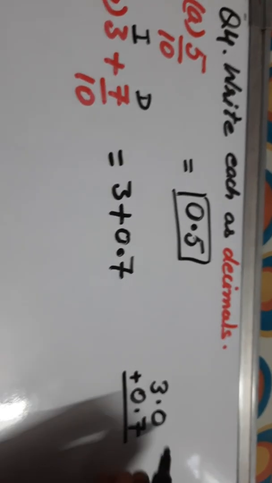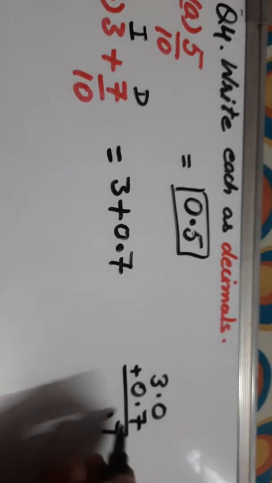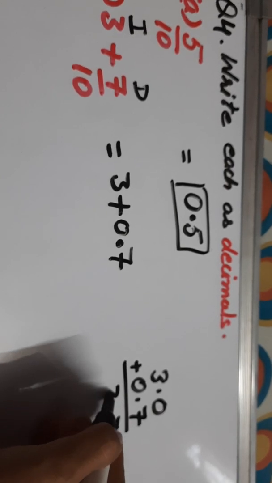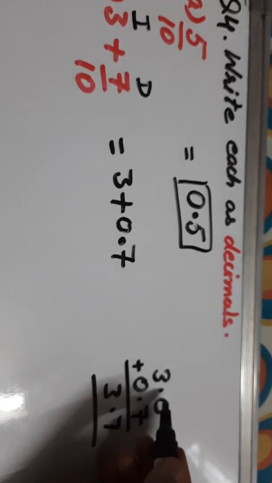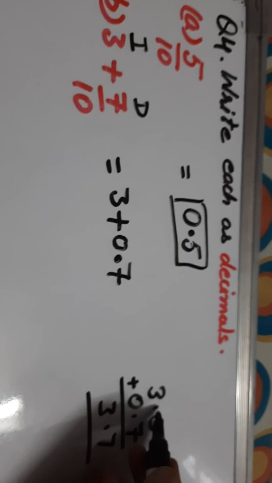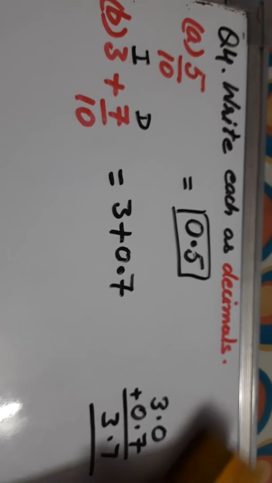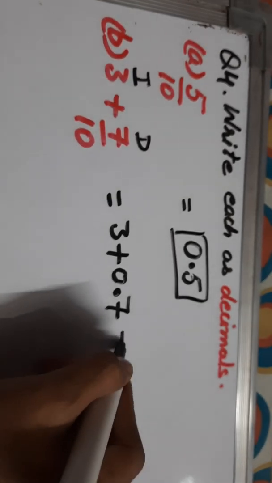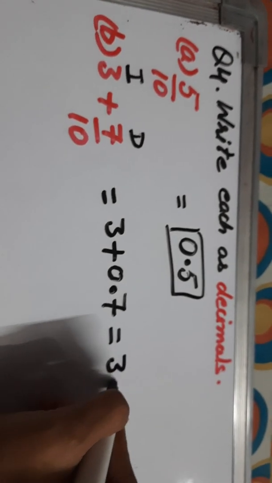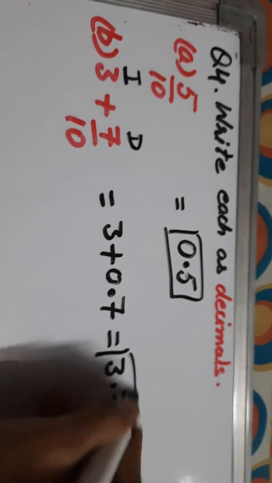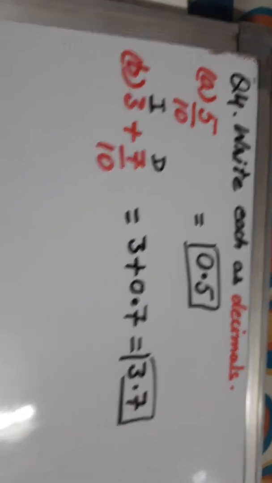Then add the two. 0 plus 7 is 7. 3 plus 0 is 3. So while adding, dear students, remember always write the decimal below the decimal. Okay. So by this you will get 3.7 as the decimal form of this number.